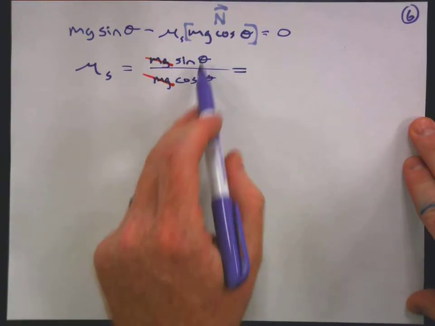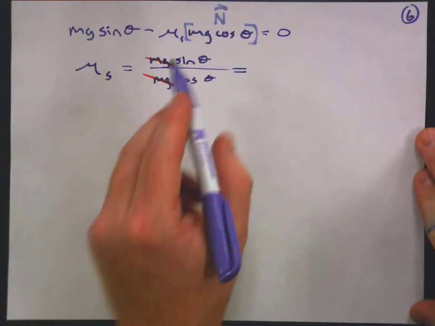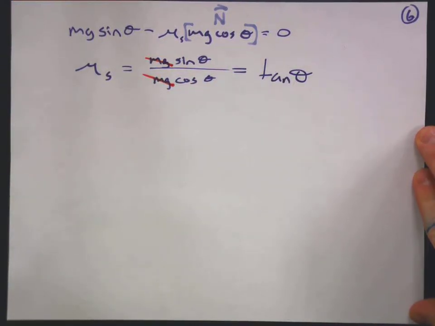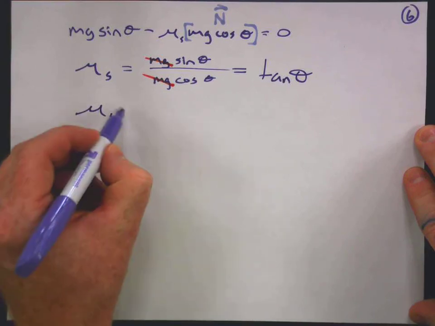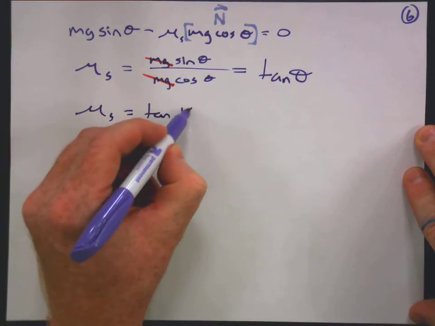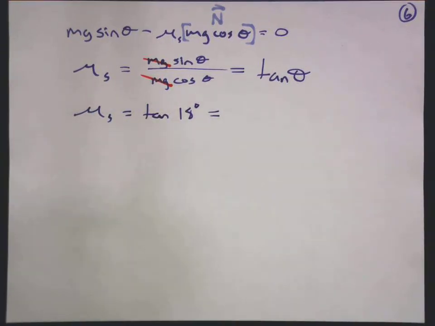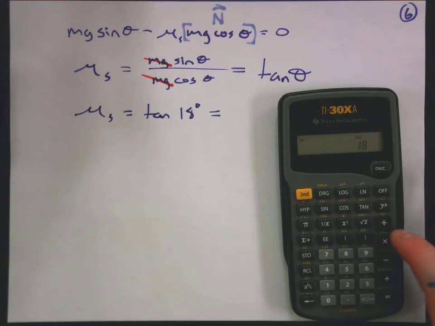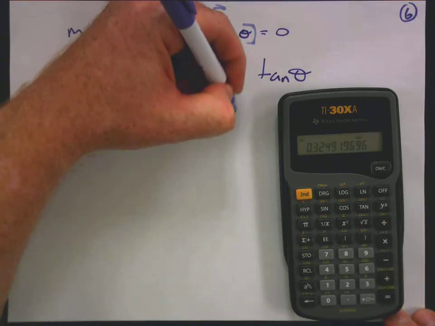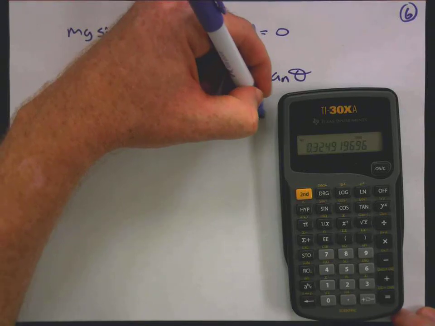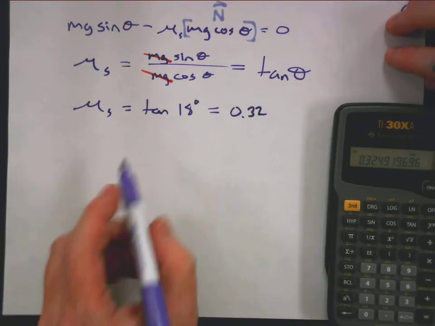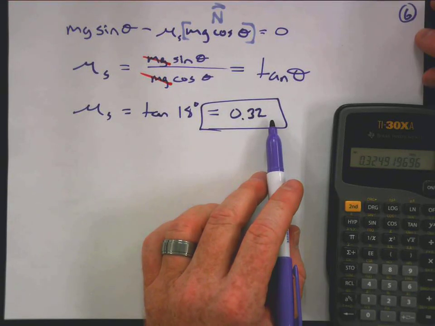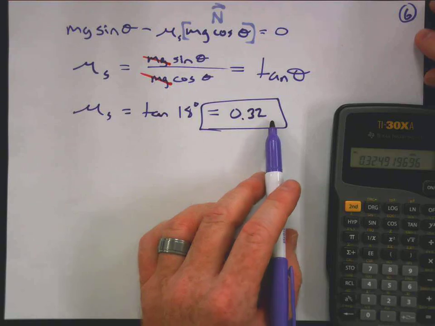What is the sine of an angle divided by the cosine of that same angle? That's tangent of the angle. I know my angle. So my coefficient of static friction is tangent of 18 degrees. And handy dandy calculator. Keep your calculator in degrees mode for stuff like this, please. I'm going to go tangent. 0.32. That is my answer. What are the units for that number? You're right. There are no units. The units are gone.